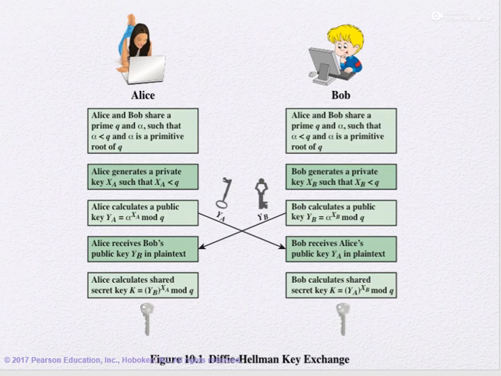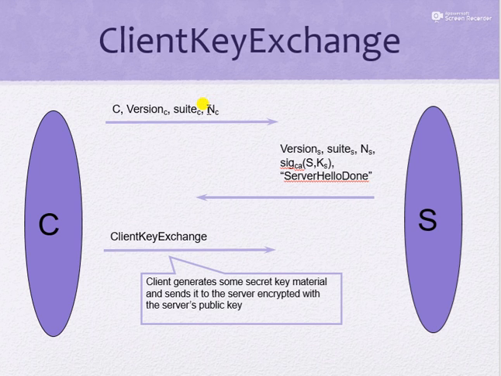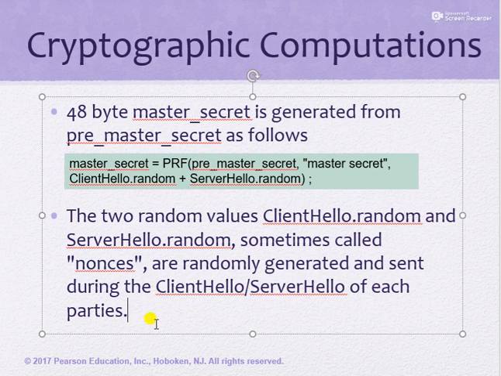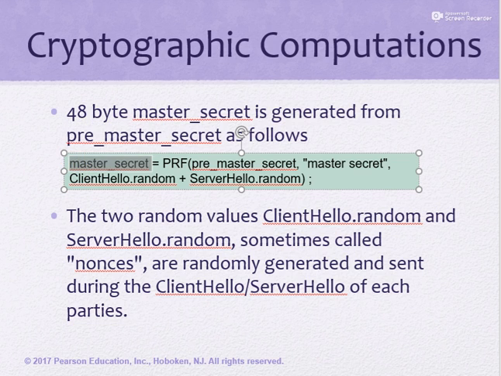Then a random number, that is client hello random and server hello random. If you remember, NC is the client hello random number and NS is the server hello random number. So these random numbers, which are shared between client and server during the hello message, are also concatenated in this pseudo random function input. And then through this pseudo random function we generate a master secret.